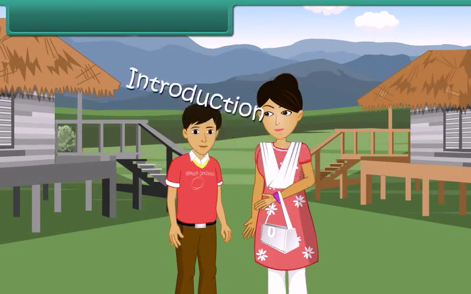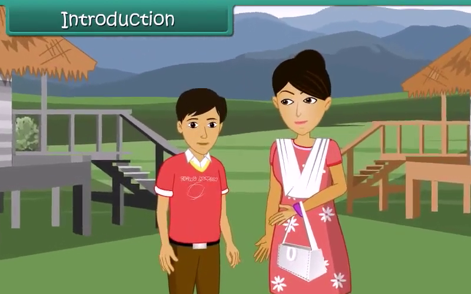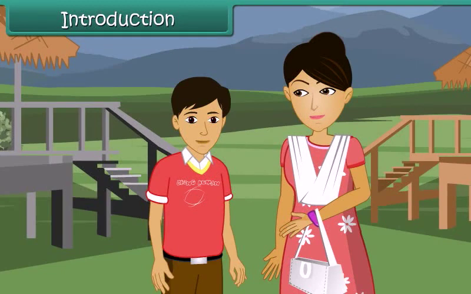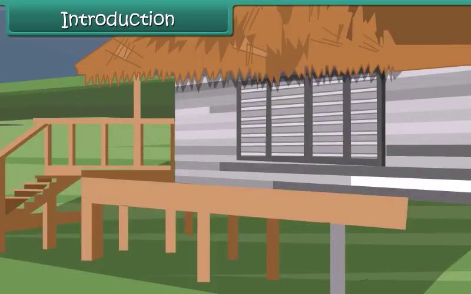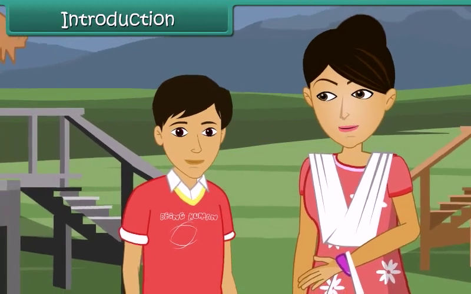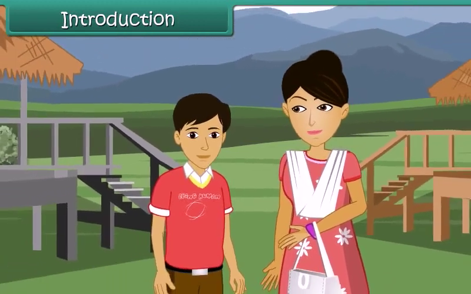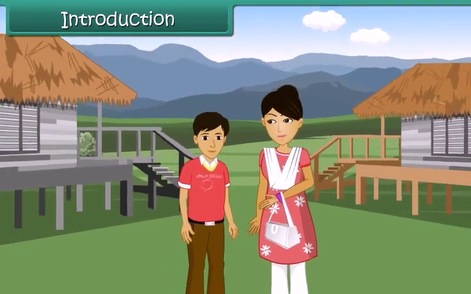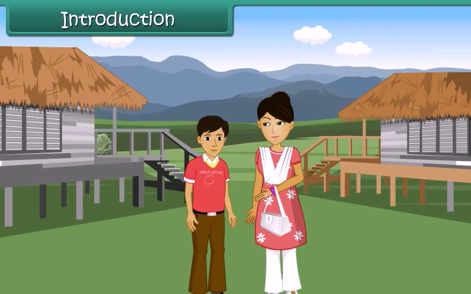Introduction. Hrithik is on a vacation to Meghalaya. He finds that most houses are built at some height from the ground with the help of a few pillars. He asks his mother the reason for it. His mother explains that the state receives heavy rainfall every year. So, in order to prevent rainwater from entering and damaging them, the houses are built on stilts.